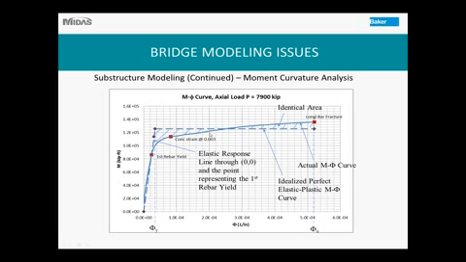To construct the bilinear moment curvature approximation, you connect the 0 point to the point which represents your first rebar yield, and that becomes your elastic response line. Then you adjust your idealized MP to have equal areas, so that the area enveloped by the solid curve, the actual M-phi curve, is the same as the area enveloped by the dashed curve, the idealized curve. That way you get your idealized elastic-perfectly plastic M-phi curve.